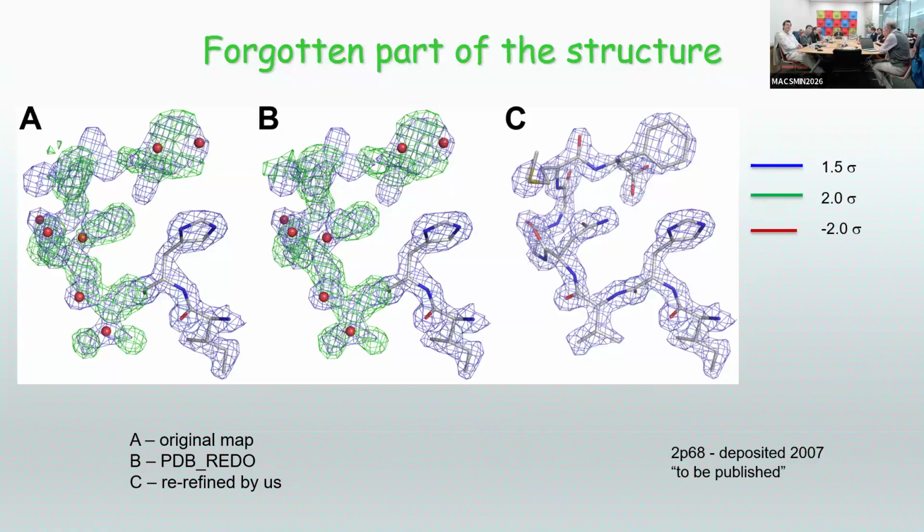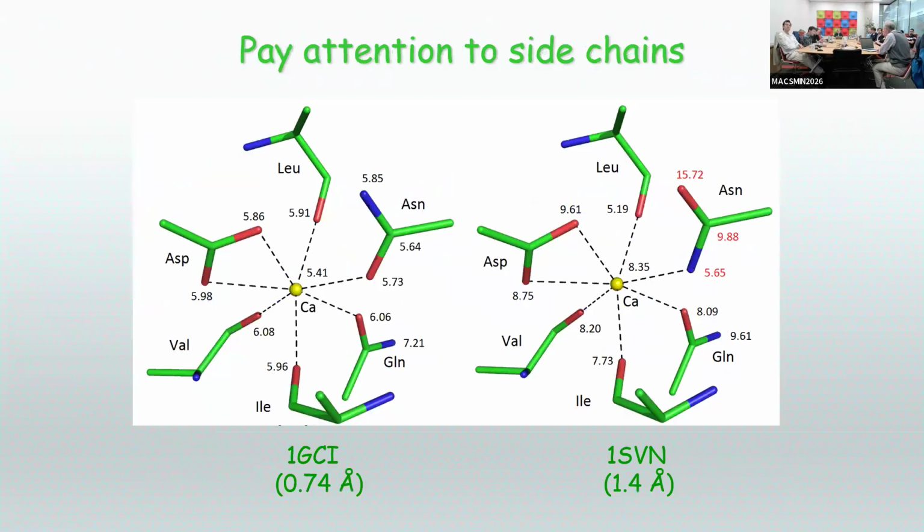Now, some people forget to model part of the structure. So you can see in A, there are some water molecules in very nice electron density. And then PDB redo has just kept everything more or less the same, but it was not a very big deal to just put the missing amino acids and refine it. Again, that's how it was deposited in the PDB and how it is still in the PDB.